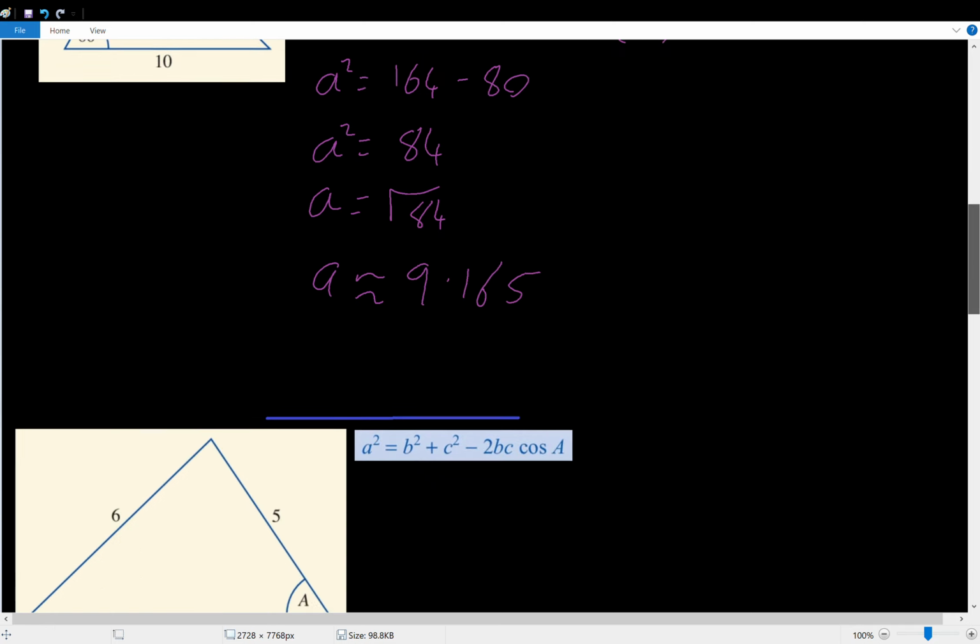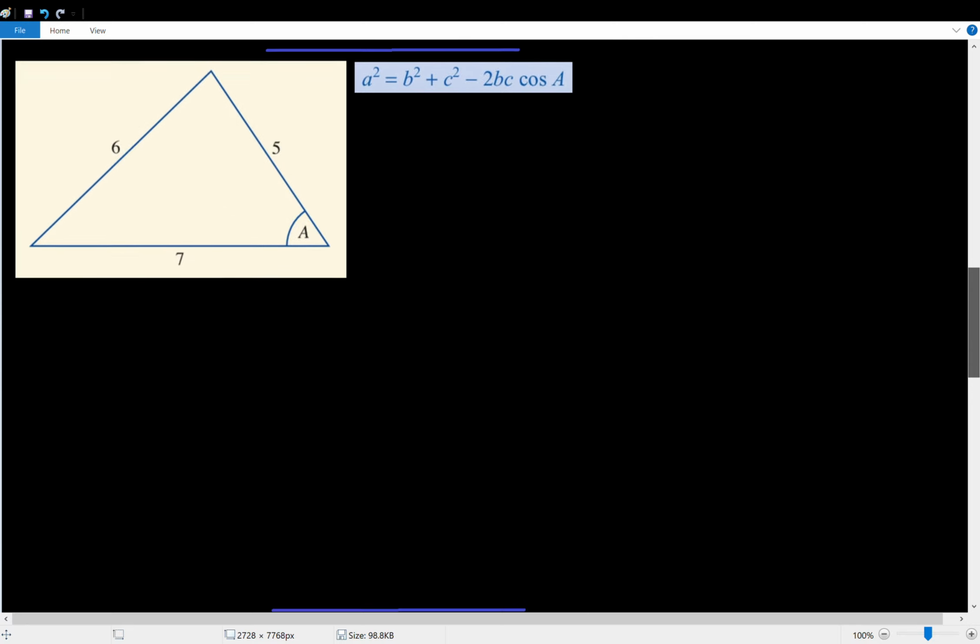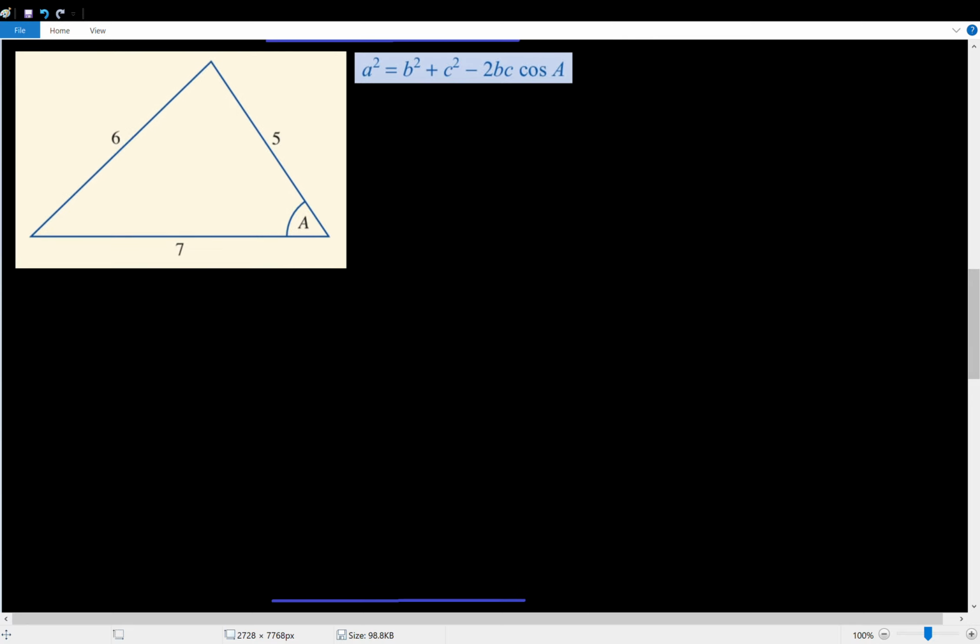Let's take a look at what happens when we've got all three sides and we need to find the measure of an angle. So in this case, we've got an angle that we're looking for the measure of. We're given all three sides in the triangle. Our side a that we're referring to is going to be the side that is opposite our angle A. It's going to be this one over here, the 6. So we're putting our equation together for this one. It's going to be 6 squared is equal to 5 squared plus 7 squared minus 2 times 5 times 7 times the cos of A.